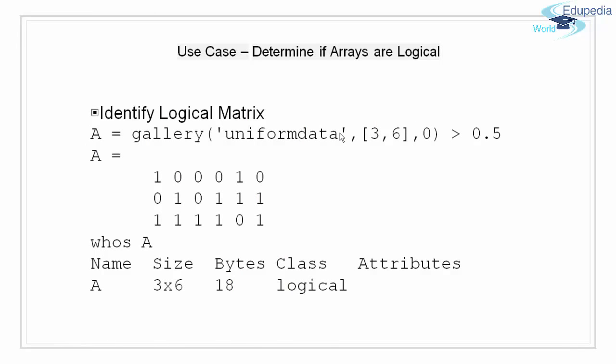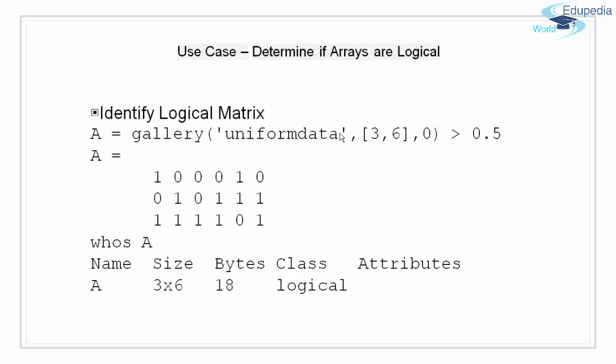To determine whether an array is logical or not, we can test the entire array or each element individually. This is useful when you want to confirm the output data type of a function. One of the ways we can know whether the matrix is logical or not is using the whos function, as shown here. Here we are applying the condition that value should be greater than 0.5, then the result will be a matrix A with nothing but 1 and 0.